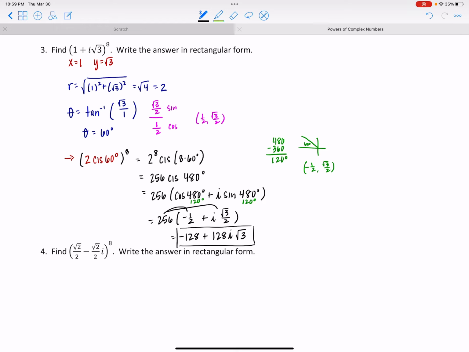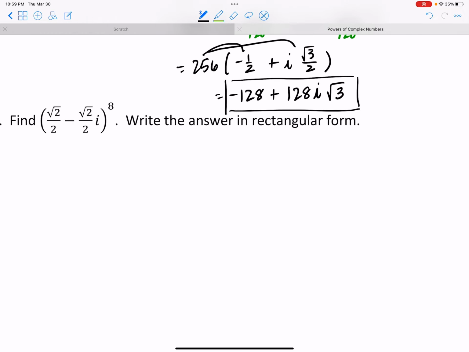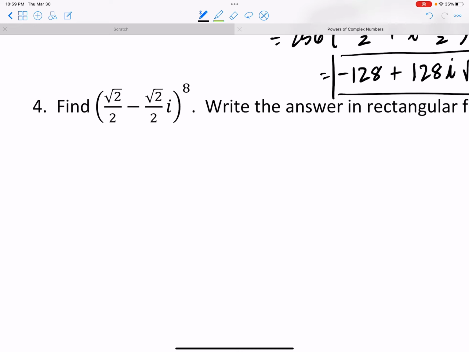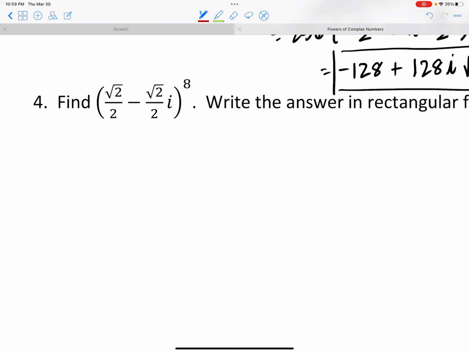And I promise you the work that we did there is much easier than actually taking that binomial and multiplying it out by itself 8 times. Let's try that again. So we're going to take this and make it a complex number. Again, they're giving us our x and y components. x is radical 2 over 2. y is a negative radical 2 over 2.